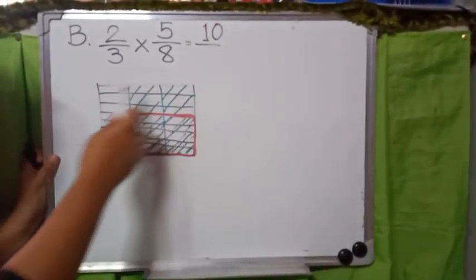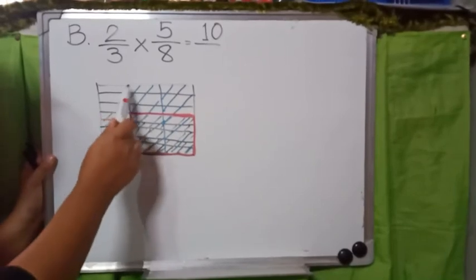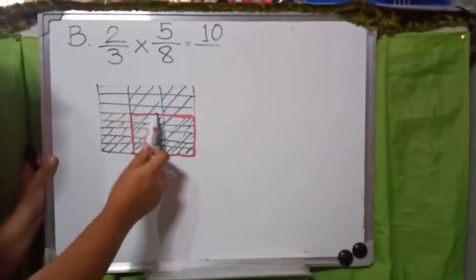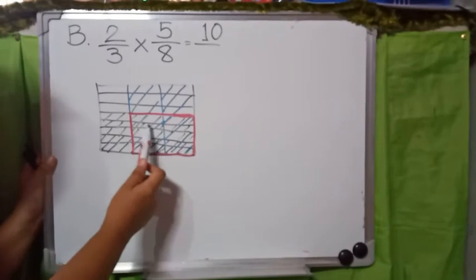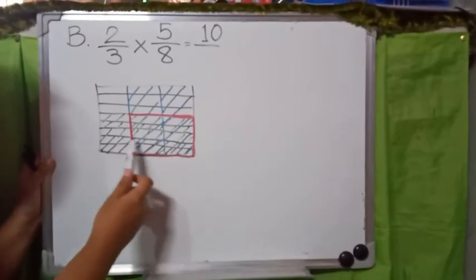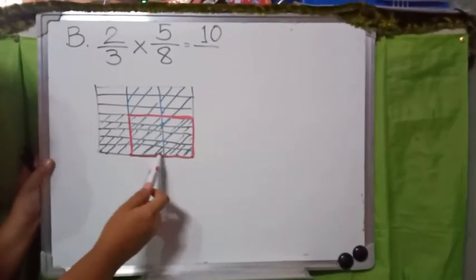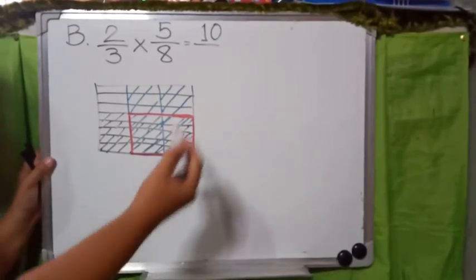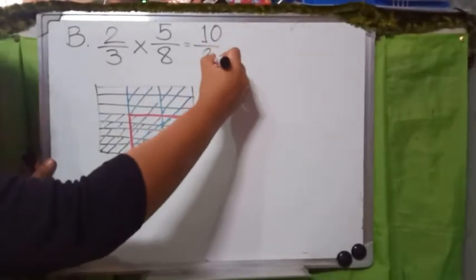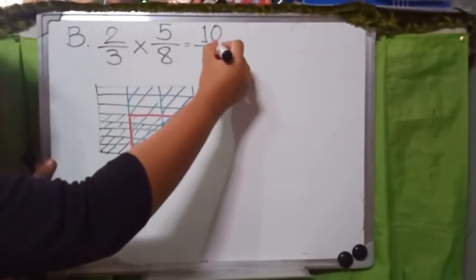And how many in all? We will count them: 1, 2, 3, 4, 5, 6, 7, 8, 9, 10, 11, 12, 13, 14, 15, 16, 17, 18, 19, 20, 21, 22, 23, 24. So we'll put here 24.